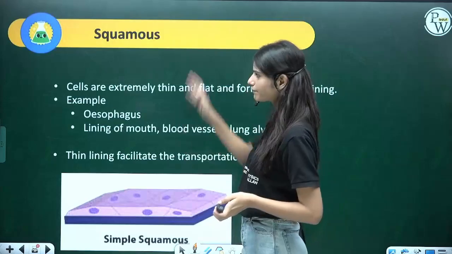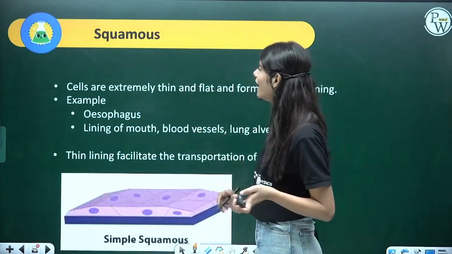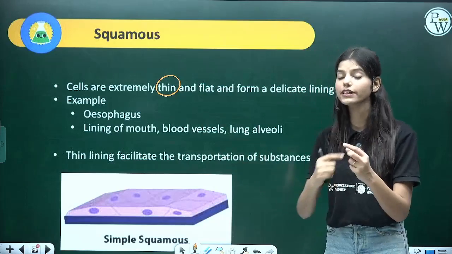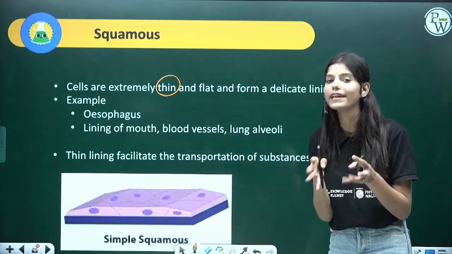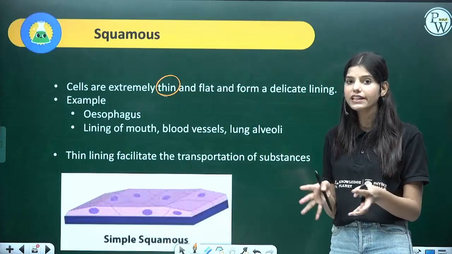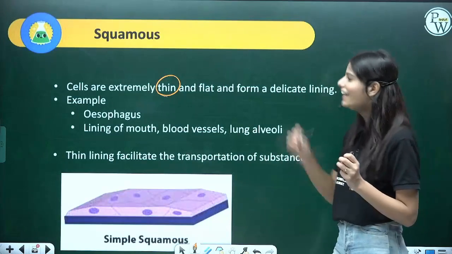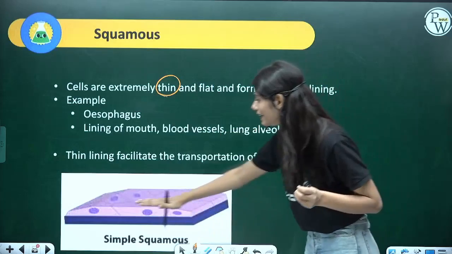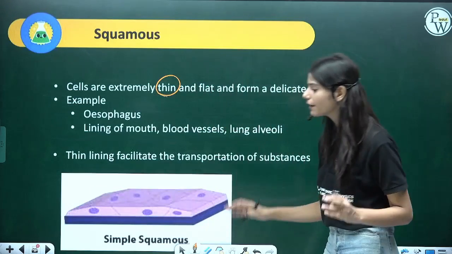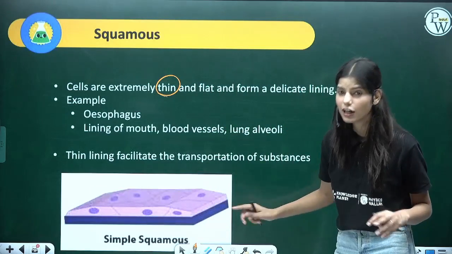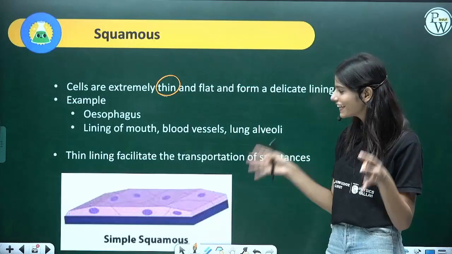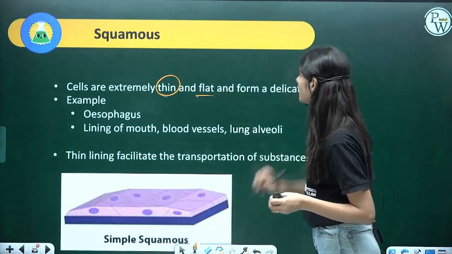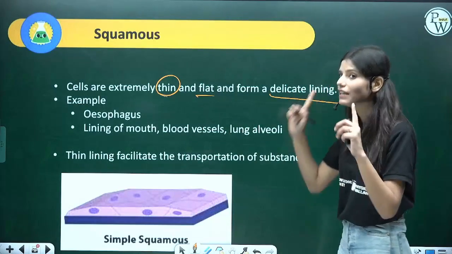So here, squamous epithelium is actually very thin. And why exactly is it thin? So that the transportation of material becomes easy. Exchange of materials becomes easy, right? So cells are extremely thin. Here you can also see in the picture, the squamous epithelium is comprised of just one layer of cell. So you can imagine how thin it would be, right? So cells are extremely thin and flat and they form a delicate lining.